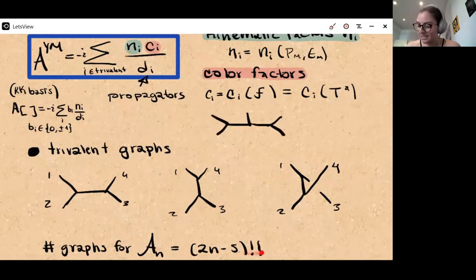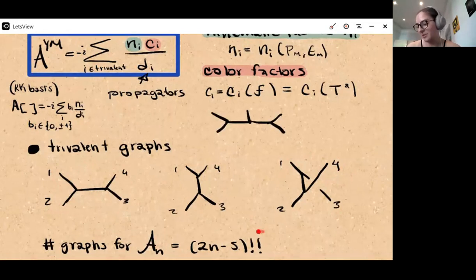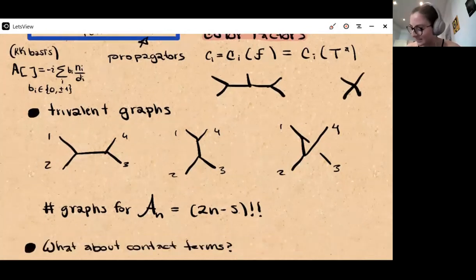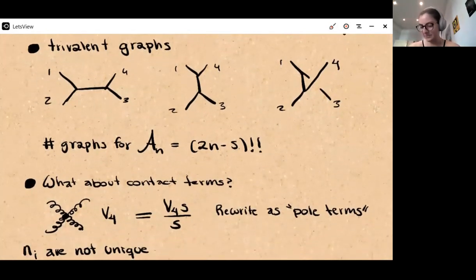And the number of graphs actually grows largely with n. So we have (2n minus 5) double factorial graphs for an n-point amplitude. And you will say, okay, this looks like all of them have poles. But as I said at the beginning, we know there's contact terms like this. And the way you write those is by making them look like pole terms. So you just take one of these contact terms and multiply it by a 1 of S over S. And now you can say this is a sort of trivalent graph in this way.